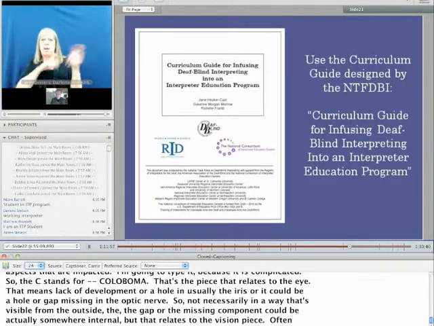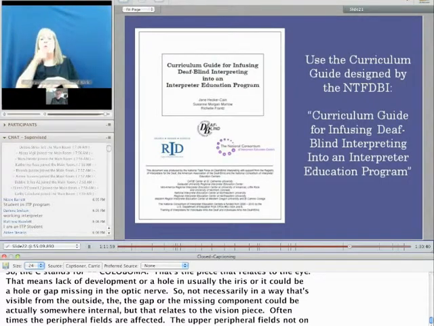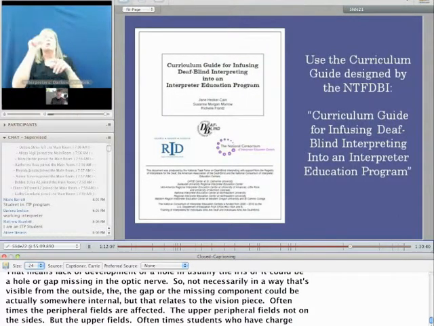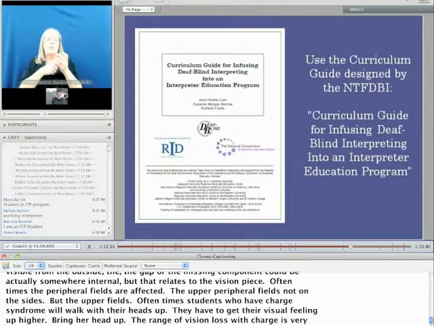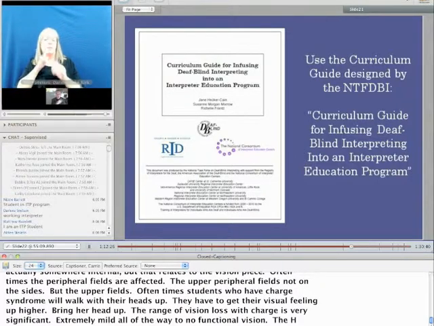And so oftentimes students who have CHARGE syndrome will walk with their heads up because they have to get their visual fields higher. They have to bring their head up to be able to access that vision. The range of vision loss with CHARGE is very significant. It could be extremely mild all the way to no functional vision. The H stands for heart. Oftentimes there is some sort of complication with the heart with CHARGE syndrome. Again, it could be very mild, just sort of an arrhythmia, all the way to very significant holes in the heart that have to be repaired immediately after birth.